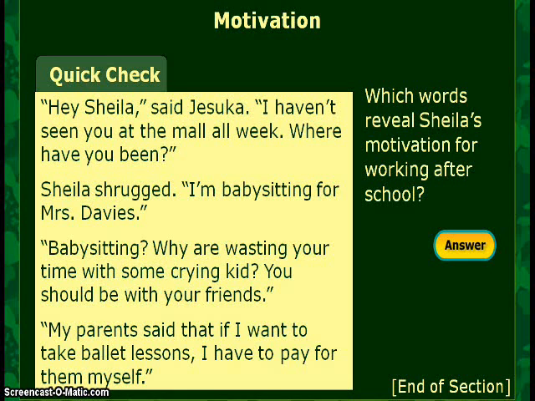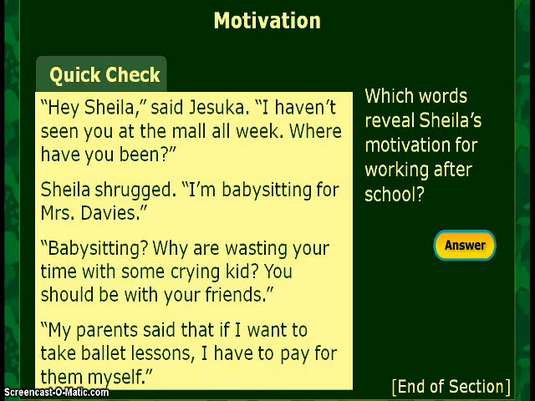"Hey, Sheila," said Jessica. "I haven't seen you at the mall all week. Where have you been?" Sheila shrugged. "I'm babysitting for Mrs. Davies." "Babysitting? Why are you wasting your time with some crying kid? You should be with your friends." "My parents said that if I want to take ballet lessons, I have to pay for them myself."